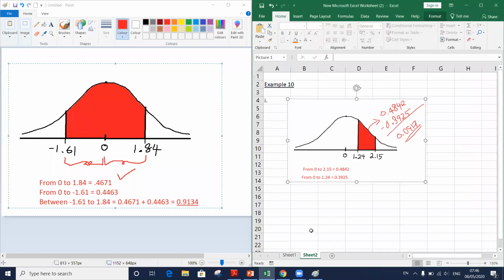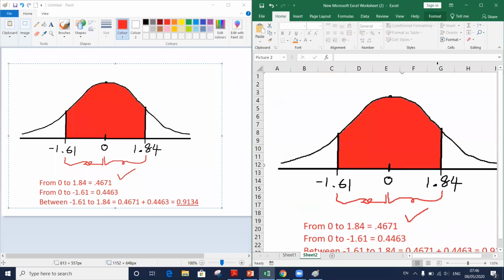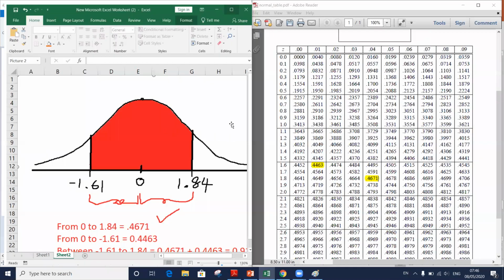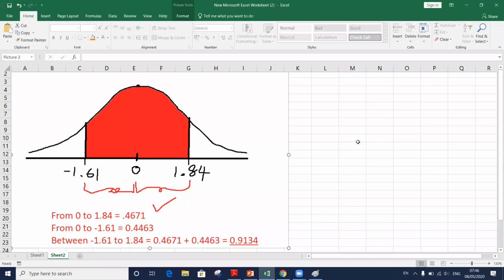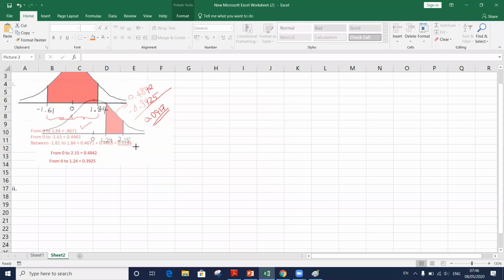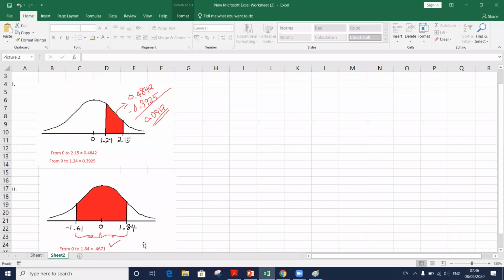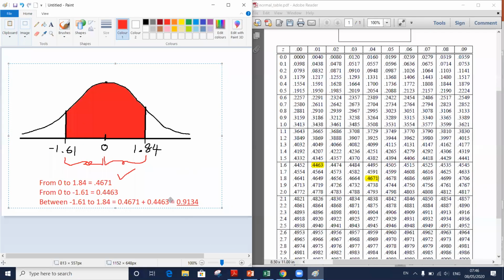Right? This is the answer for part 2. Okay. Third one, part 3.